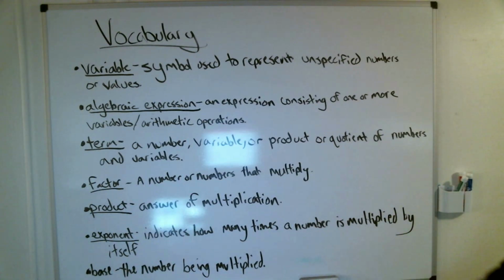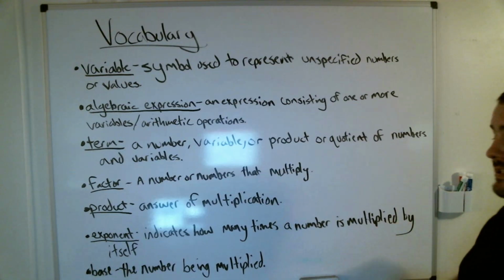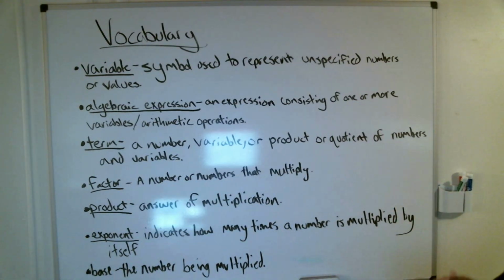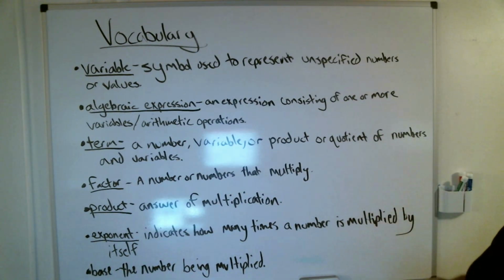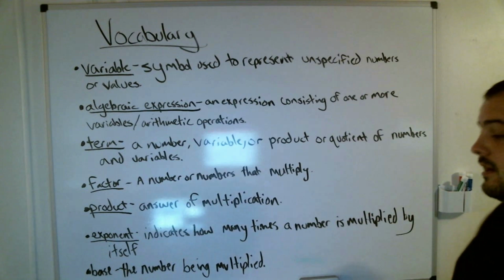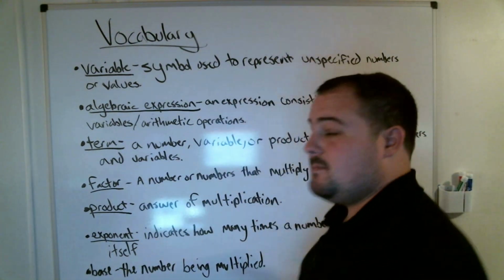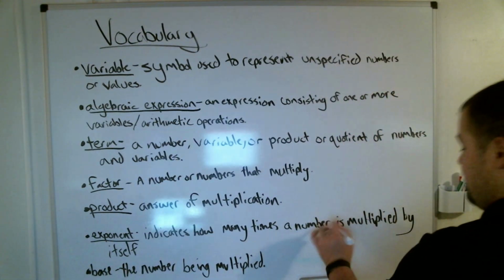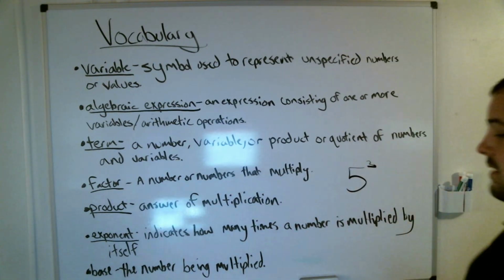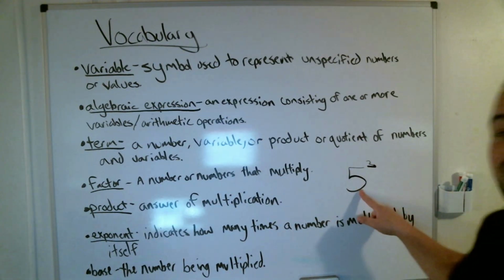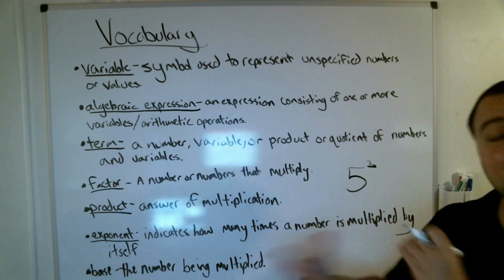An exponent indicates how many times a number is being multiplied by itself. So usually when we see something that has a power, that power tells us how many times we're seeing that number being multiplied. And that brings us to our next piece, which is base. Base is the number that is being multiplied. If I said 5 to the third power, this means 5 is the number that's actually being multiplied, where 3 is how many times we're multiplying 5 by itself.